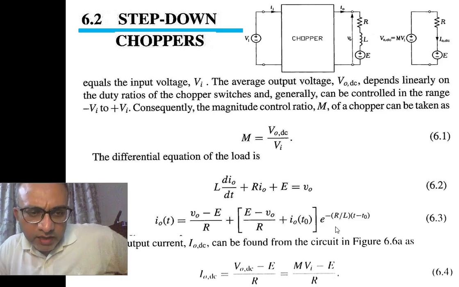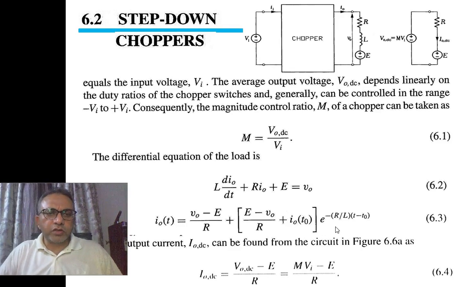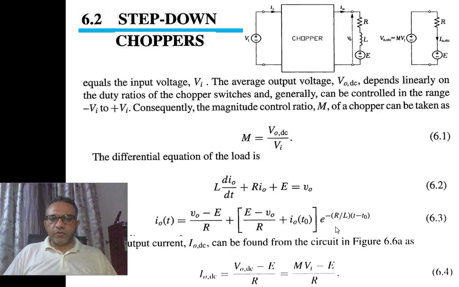After this we have the average output DC current. The average output DC current can be found by equation 6.4, which says that the average DC current is equal to the magnitude control ratio M times the input voltage, minus the back EMF, divided by R.